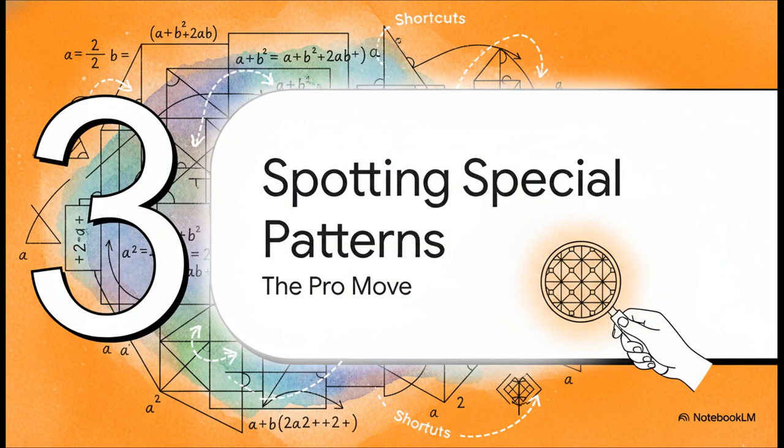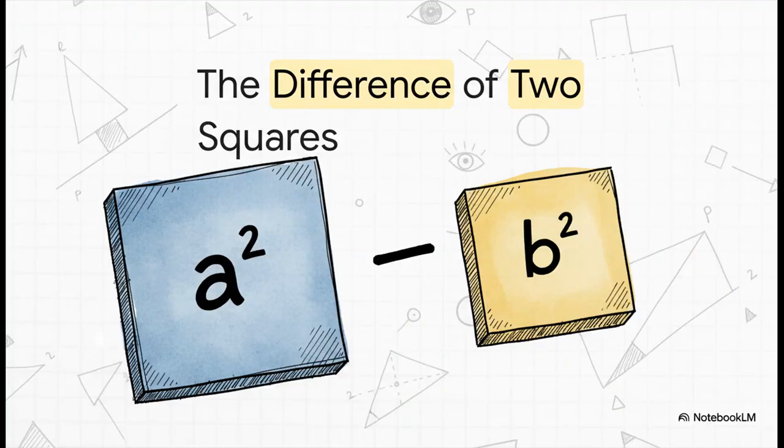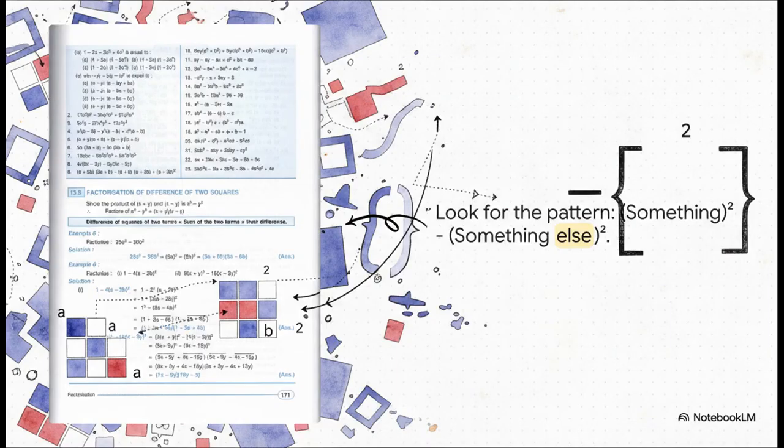Now we're getting into the really cool stuff. Once you get good at the basics, you start seeing these patterns everywhere. And recognizing these special patterns, it's like having a secret shortcut. It's a total pro move that'll save you a ton of time. And the first major pattern you should always be on the lookout for is this one. It sounds a little formal, I know, the difference of 2 squares, but the idea behind it is super simple and incredibly powerful. Take a look at this example.